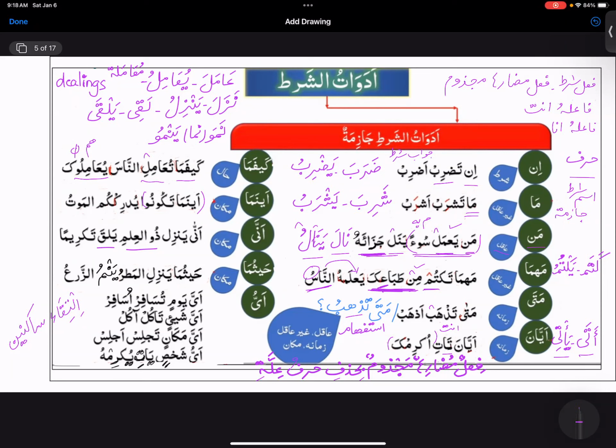Ainama is adatu shart. So you mean the meaning? No, the label. We are labeling it now. Ainama. Yeah, if you want to do translation first, if that makes sense, you can do translation first. So what is the Ainama translation?